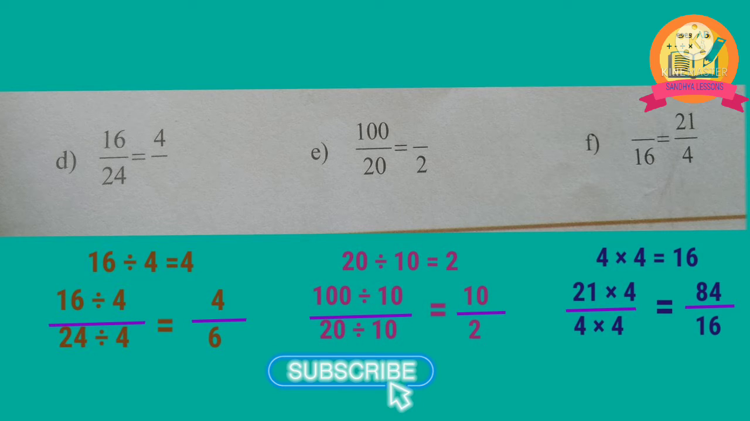Equivalent fraction for 21 by 4. By multiplying 4 with 4 we get 16. Therefore, by multiplying numerator and denominator with 4 we get the equivalent fraction 84 by 16.